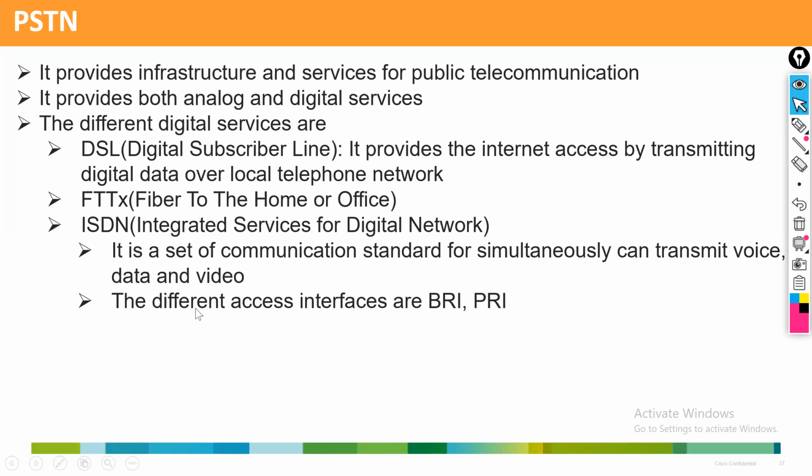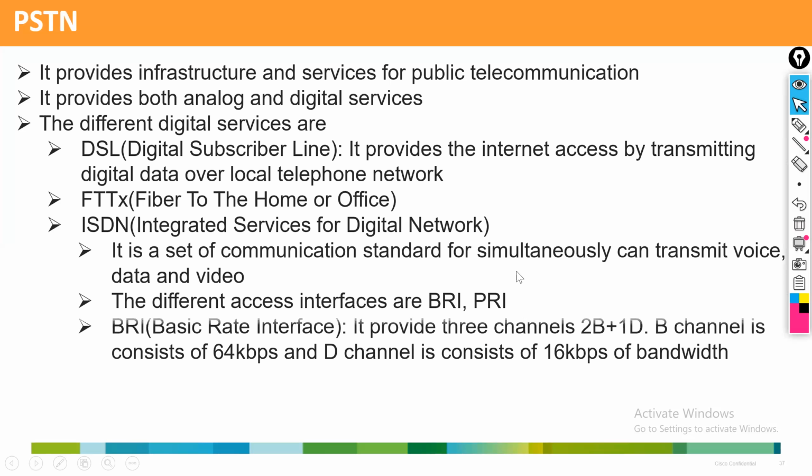Next, the different access interfaces are BRI and PRI. Again, BRI and PRI come under the ISDN. PRI is the primary rate interface, BRI is the basic rate interface. In the BRI, we get 3 channels. In PRI, we get 2 interfaces, T1 and E1. That's how you have to explain it. BRI, basic rate interface, provides 3 channels, 2B plus 1D. The B channel consists of 64 kbps and the D channel consists of 16 kbps of bandwidth.